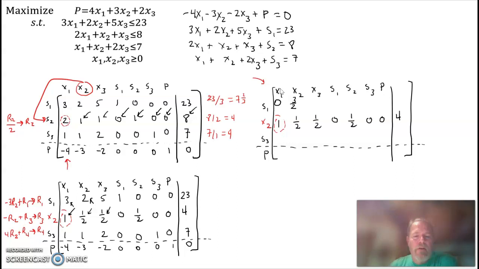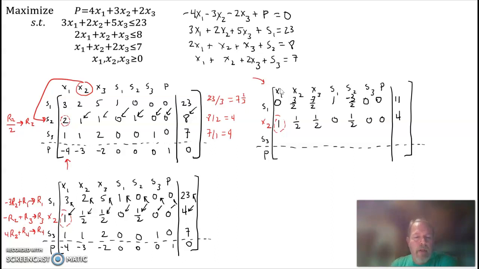-3 times 1/2 is -3/2 plus 5. -3/2 plus 10/2 is 7/2. Here we go. -3 times 0 is 0, plus 1 is still 1. -3 times 1/2 is -3/2, plus 0 is -3/2. -3 times 0 is 0, plus 0 is still 0. -3 times 0 is 0, plus 0 is still 0. -3 times 4 is -12, plus 23 is 11.